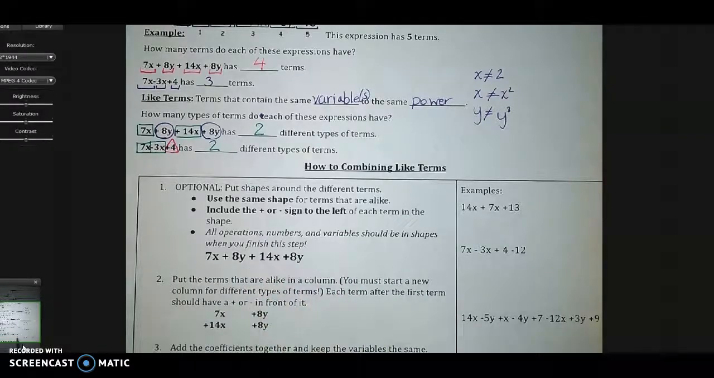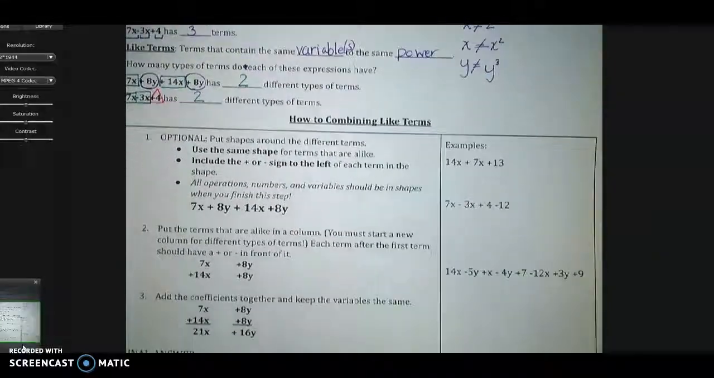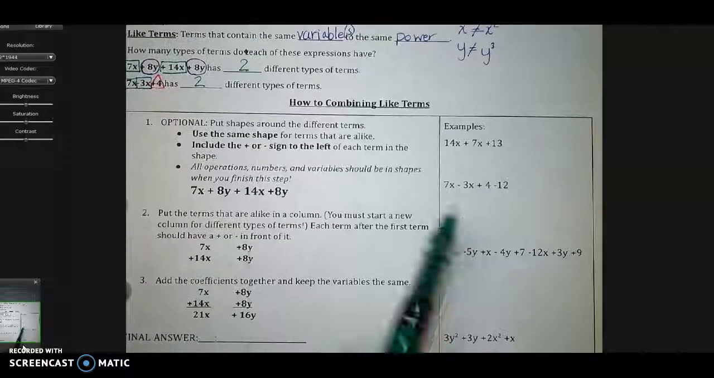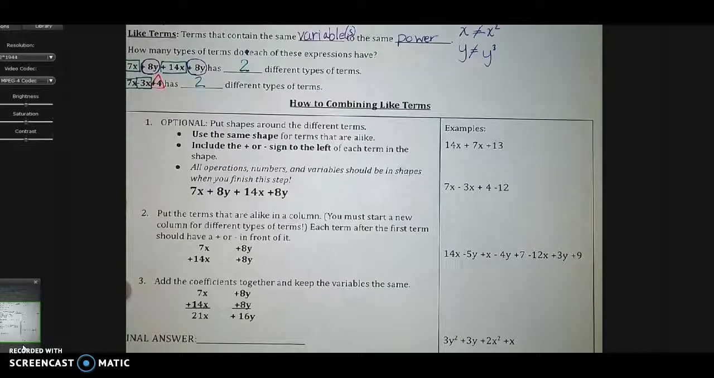You could also, like I said, use colors. So if you prefer to use colors, that's totally fine. I will actually model both. I will show just colors, I will show just shapes, and I will show the combination of them. So you can get a feel for what you think might work best for you visually to help you make sure that you don't miss any like terms.